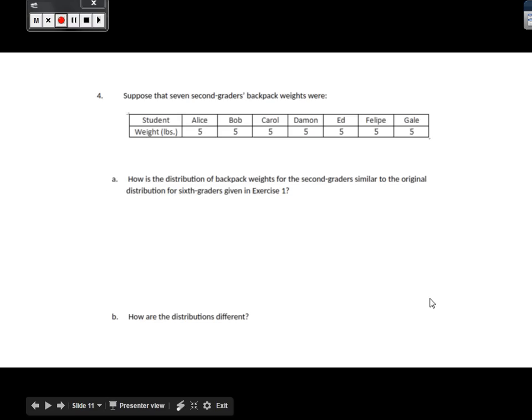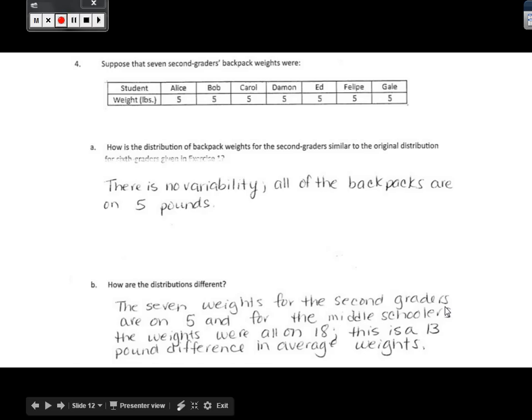Number 4. Suppose that 7 second graders' backpack weights were in the table that follows. Part A. How is the distribution of backpack weights for the second graders similar to the original distribution for 6th graders given in exercise 1? Part B. How are the distributions different? Here are some notes to help you review your answers to 4A and B.